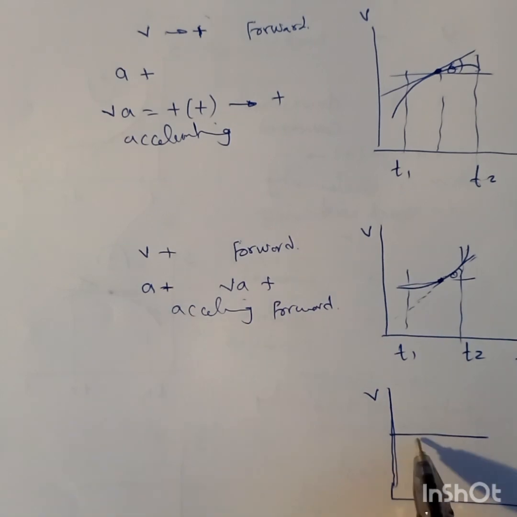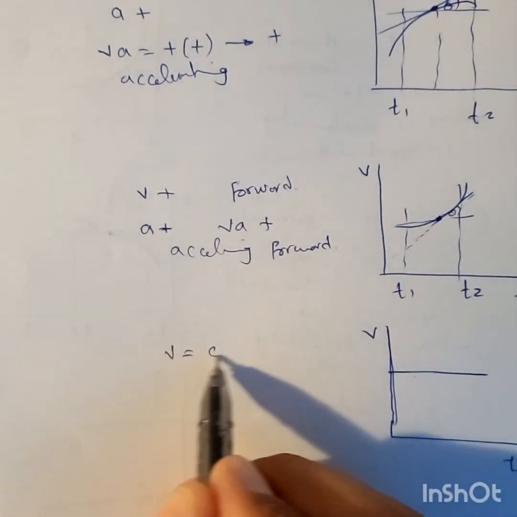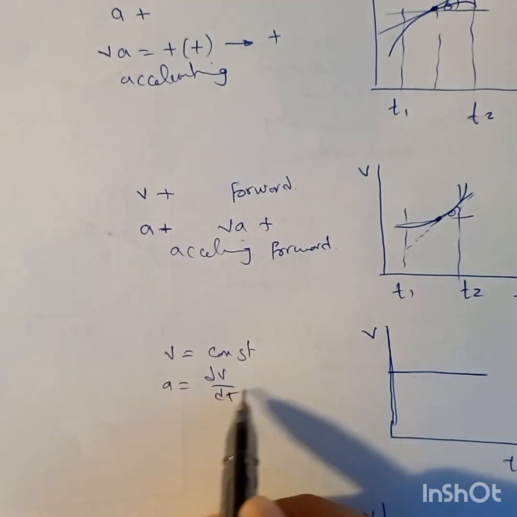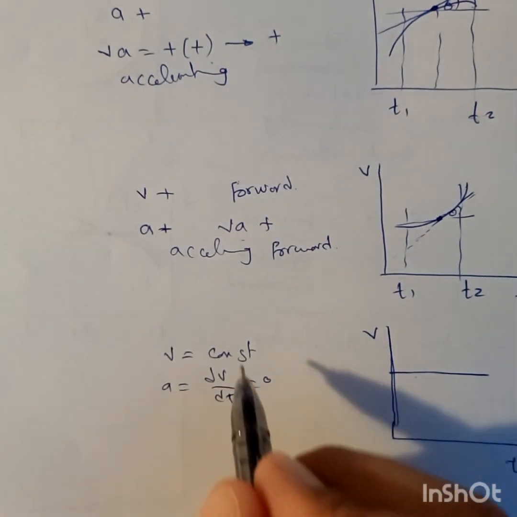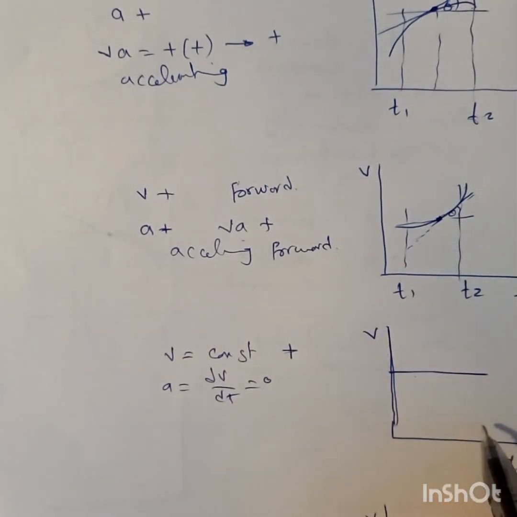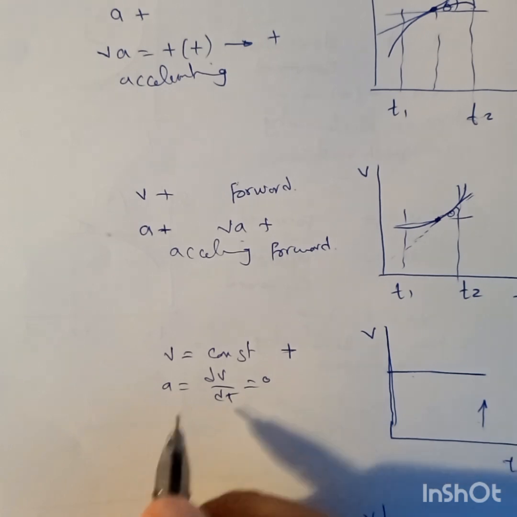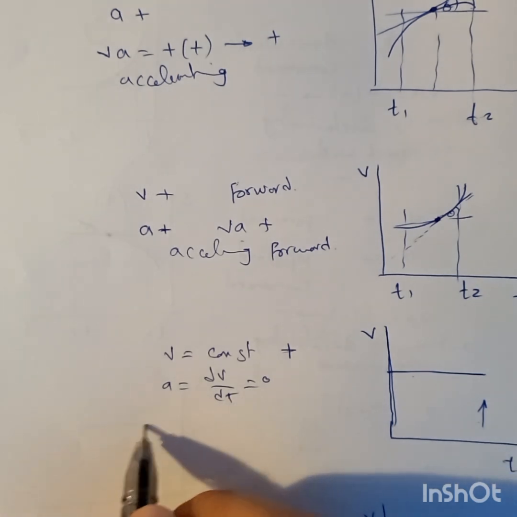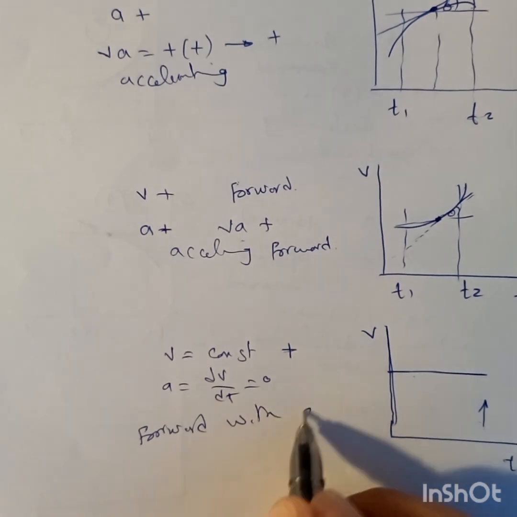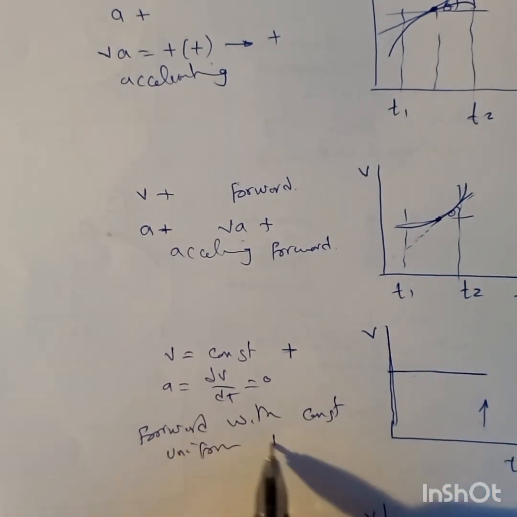Here for this curve we have v is constant, then acceleration equals dv/dt equals 0. v is constant and a positive value as the curve is above the x-axis. Then the motion is in forward direction with constant or regular or uniform velocity.